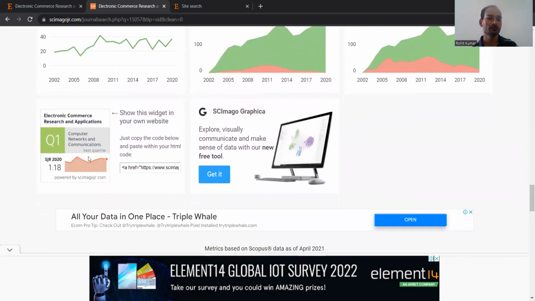Okay. Now from this widget, you can see that it's a Q1 journal in general in the computer networks and communications category. And that's the biggest myth I wanted to bust: it's not the case that if a journal is focusing on commerce, then it's not a computer network or communication journal. Obviously it's a communication and network application journal. So please go for it if you're interested.